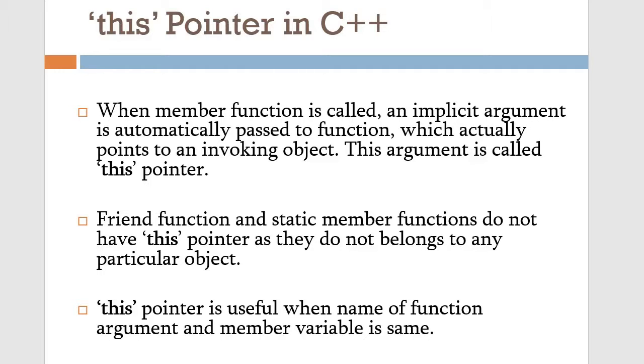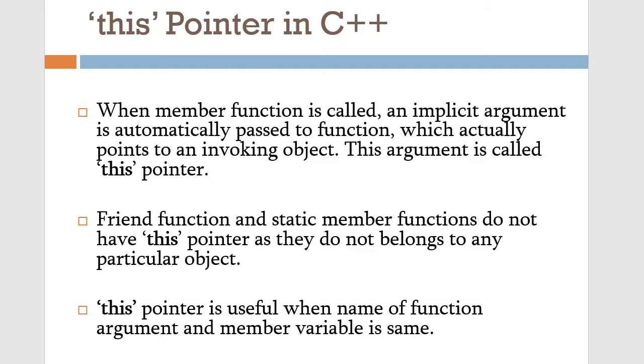When a member function is called, an implicit argument is automatically passed to the function which actually points to the invoking object, and this argument is called the this pointer. So when you call a function and pass arguments to it, by default an implicit argument is passed to that function, and that is done by the compiler. So you don't have to pass any argument. The compiler by default will pass one implicit argument. And what is that argument? It's actually a pointer which points to an object, which points to the invoking object. So that is the this pointer.